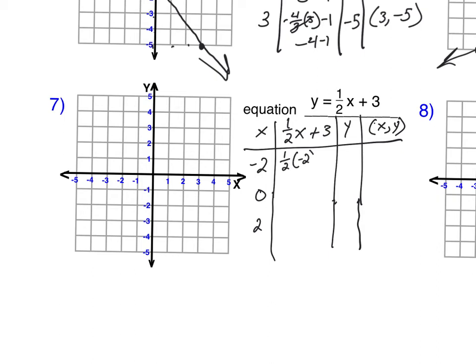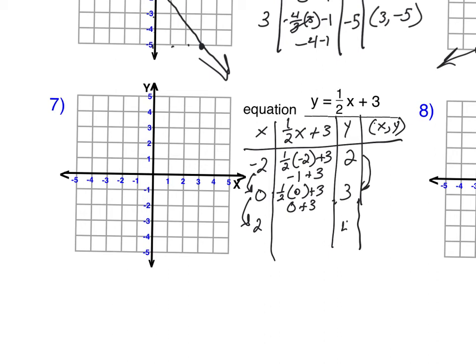So we take half of -2 and we add 3. Half of -2 is -1. Add 3, I get +2. Half of 0 is 0. So you notice that I'm always picking 0 because I know that zeroes this out. It makes it a simple addition problem. 0 plus 3 is 3. And once you see a pattern too, you'll notice that I'm going up by 2 every time here. Okay? And it appears as though this is going up by 1.